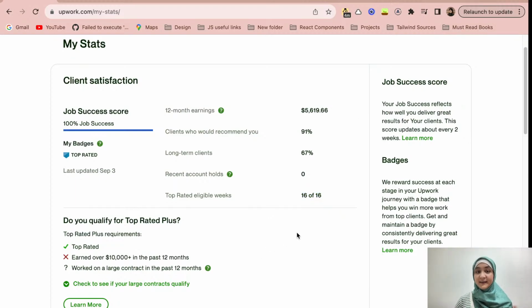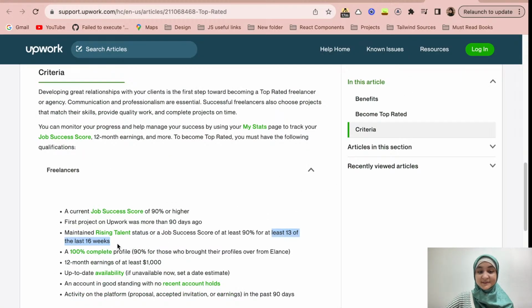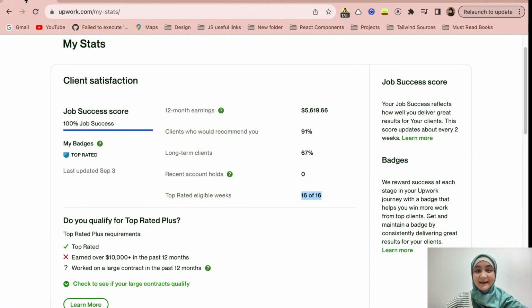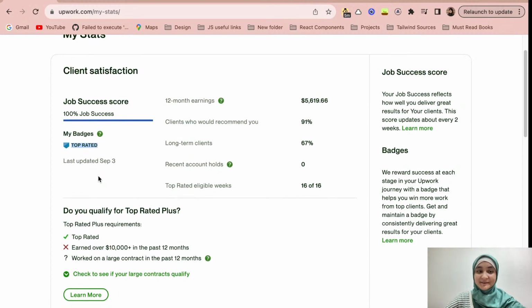And if I get a bad review, I will have 3 weeks to fix it. Because if you look here, it will only consider 13 weeks of 16. If I get a bad review right now, and my job success falls below 90, within the next 3 weeks I can find other jobs, get good reviews, and improve my percentage. And within that period, I will not lose the top rated badge. I will have like a month to get it back even.